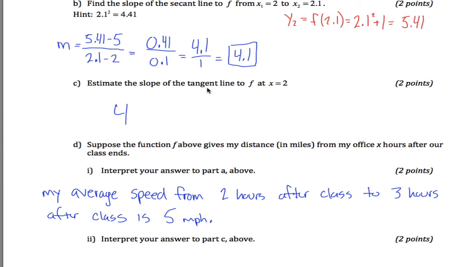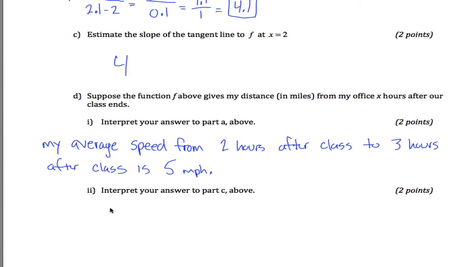Now we're talking about the tangent line. Secant line gives you average speed. Tangent line gives you instantaneous speed. So my just speed, you could write instantaneous if you want. You don't have to. Instantaneous. I don't know if that's spelled right, but I really don't care.